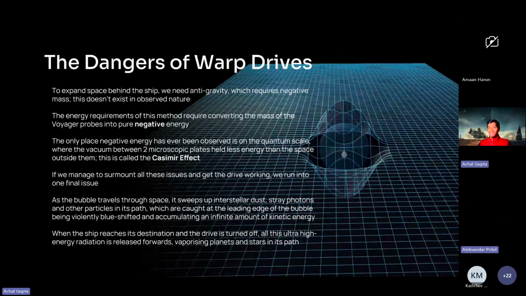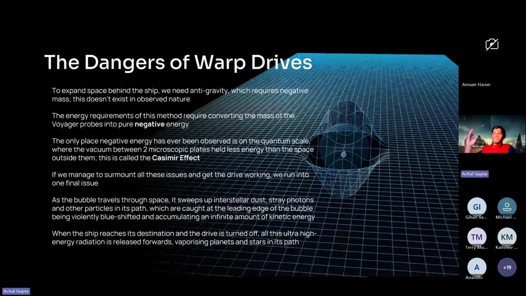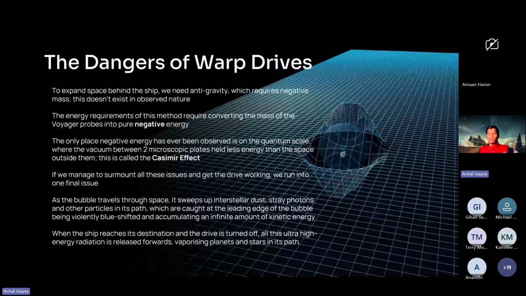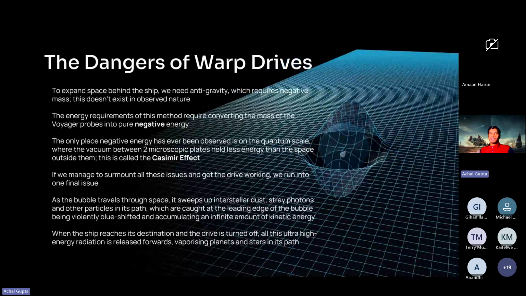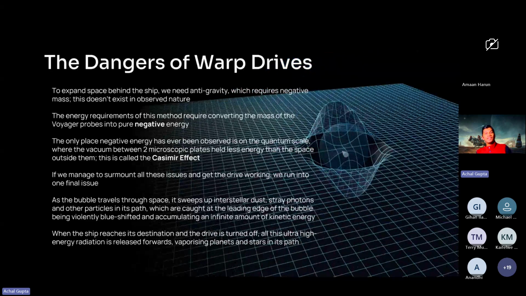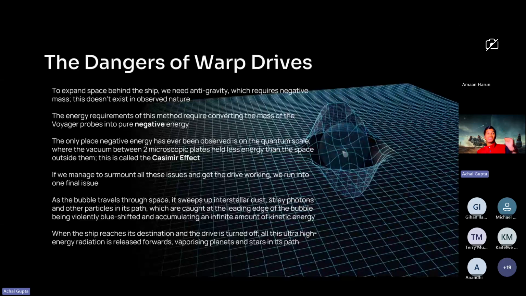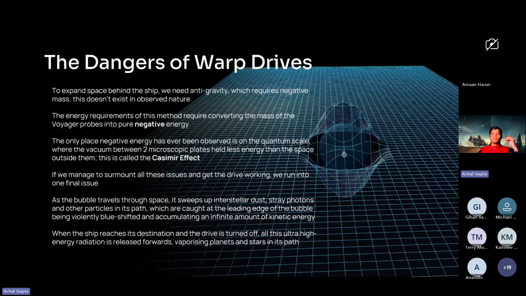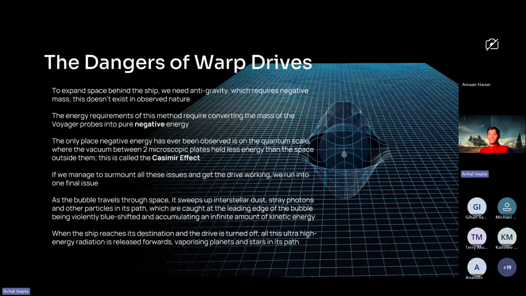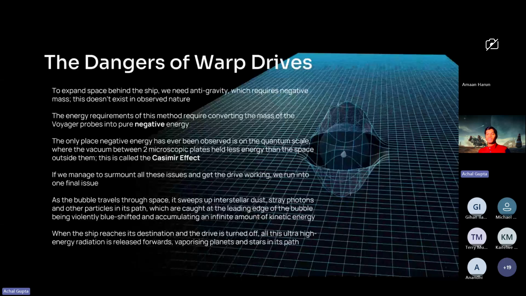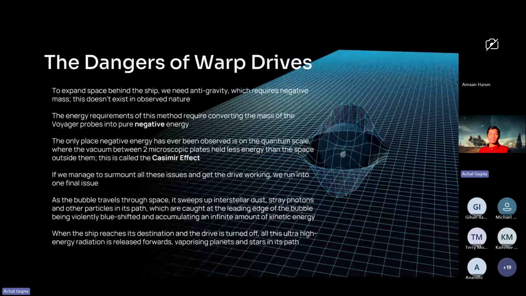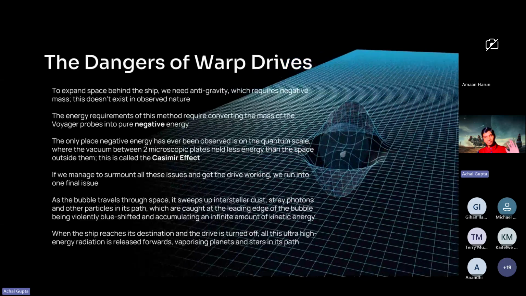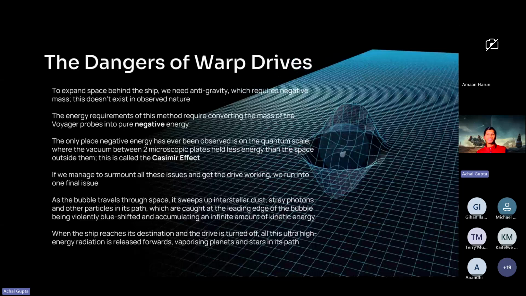The second problem is the energy requirements. Firstly, you need anti-gravity to expand space behind you, because you can use an insane amount of gravity to compress space, but you need anti-gravity to expand it. Secondly, you need negative energy. Negative energy has been observed on the quantum scale, but in this case, you'd need the equivalent mass energy of the Voyager probes combined, which is hundreds of kilograms, versus just the quantum scale. And yeah, that's the problem with these drives.